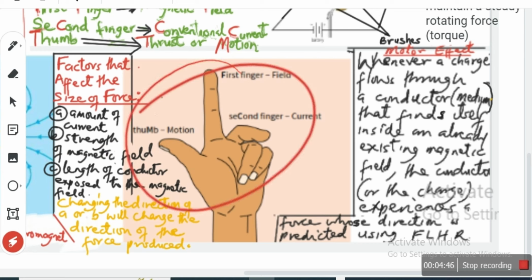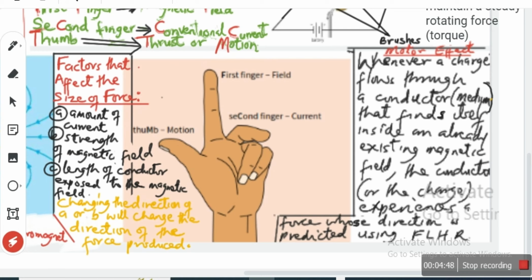So the simple rule is this: if your first finger points in the direction of the magnetic field, and your second finger points in the direction of conventional current, your thumb will point in the direction of the force, the thrust.